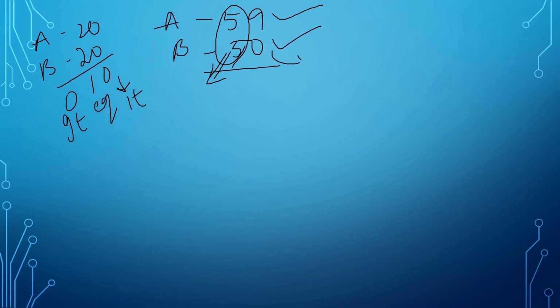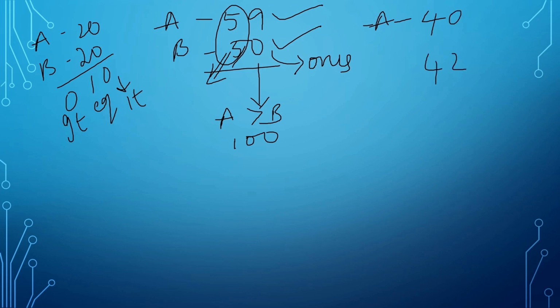These are ones place. By looking at this we can say definitely A is greater than B. So output we get as 100. Similarly, let us consider 40 and 42. By looking at this we can say A is less than B. We get output as 001. LT becomes 1. What is 1 here? GT becomes 1 here.